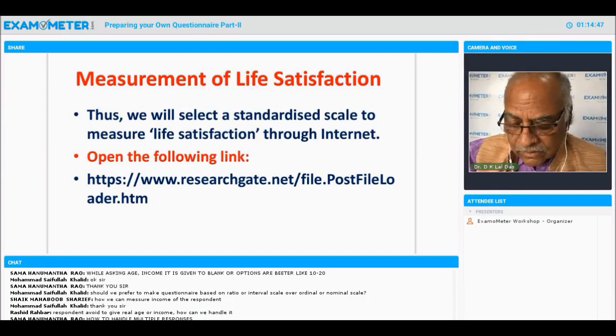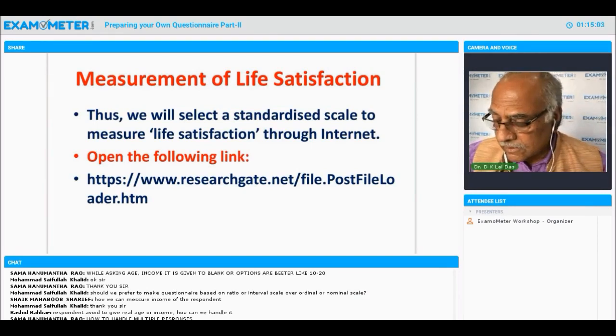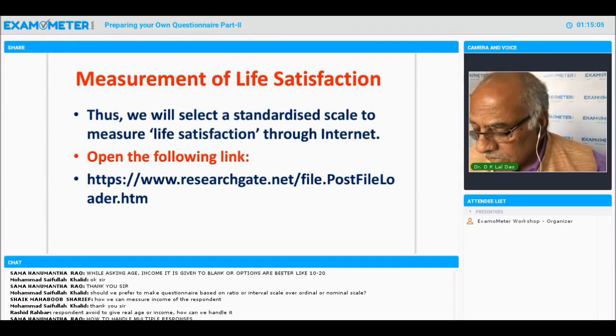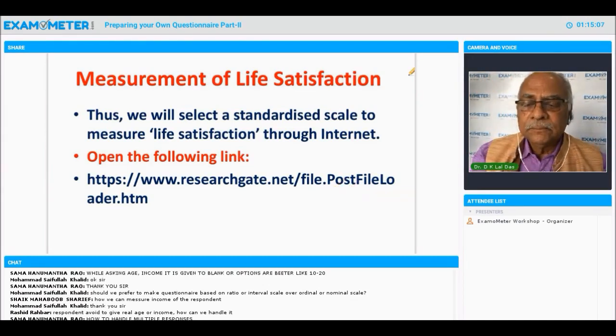Scale to measure life satisfaction. And where is that? Right. See here.